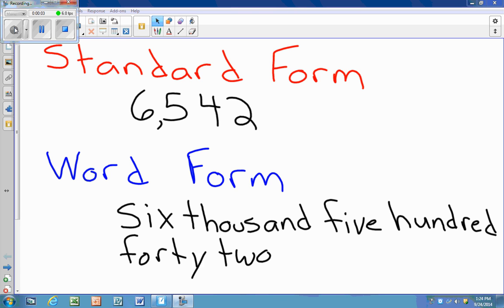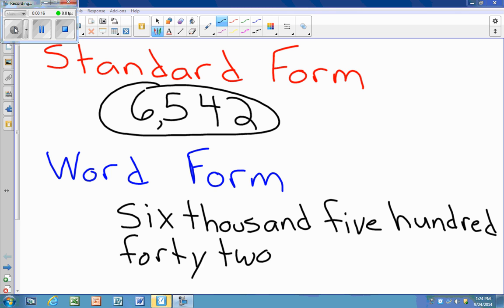Module 1, Lesson 11, changing between standard form, word form, and expanded form. So standard form is the regular way that we write a number. So when you see a number like this, that is the standard form. It's the way that we know numbers.